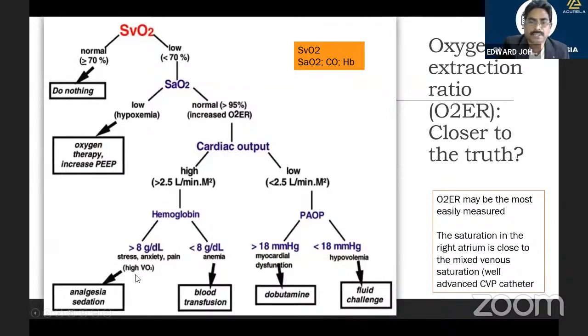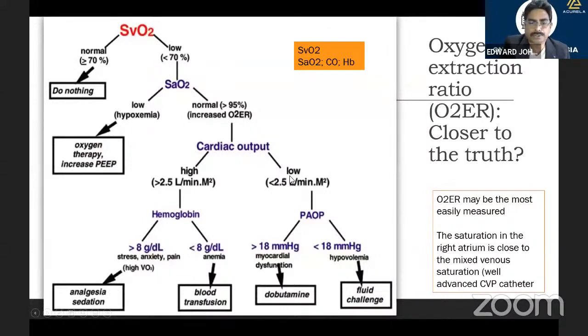assume that the oxygen consumption is high. So what we have to do is give analgesia or sedation. It may be due to pain. They are shivering, the oxygen consumption may be increased. That's why the oxygen saturation falls and your mixed venous saturation has fallen.